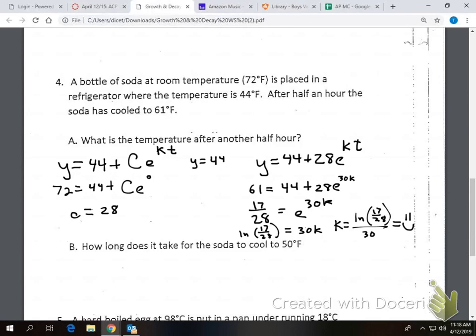Now it's going to allow me to answer part A, because I haven't answered it yet. What is the temperature after another half an hour? So how many minutes? 60, or you could have used one. Either way, it would have come out right. So the equation to answer part A is y equals 44 plus 28 e to the smiley face times 60. Let's go to our calculators, crunch it, and see how we did.